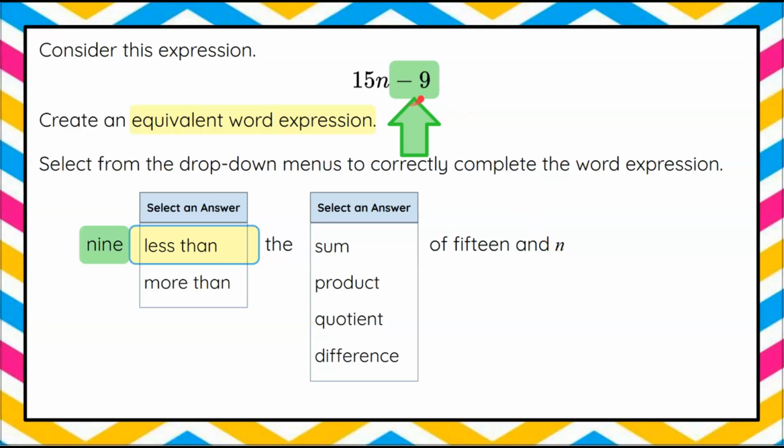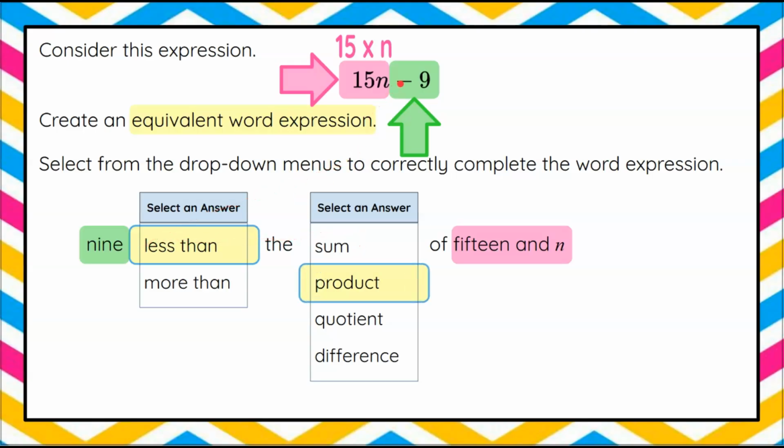So it's not referring to this subtraction sign. It's referring to 15n. So the blank of 15 and n. Well, 15n can be written as 15 multiplied by n. So it's 9 less than this. And when we look at this, we can see that there's multiplication there because there's an invisible multiplication sign. So that tells me that it's product. So it's 9 less than the product of 15 and n.